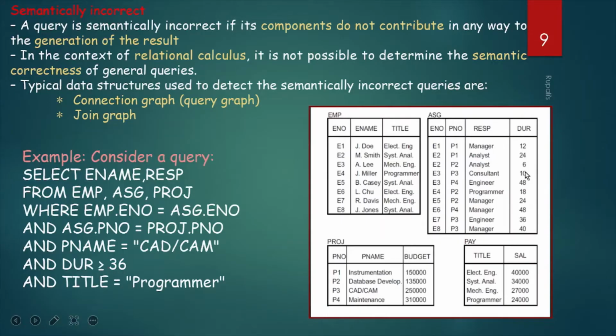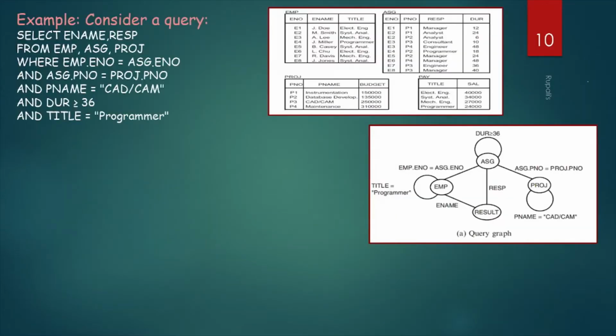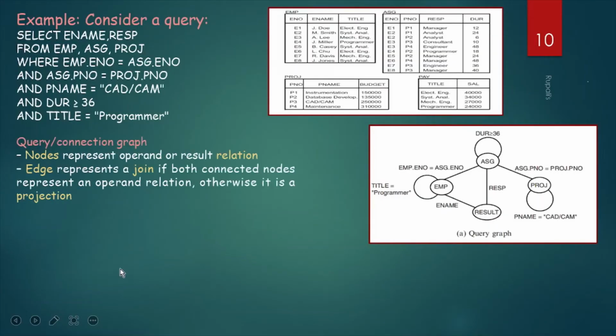Here duration greater than or equal to 36 and title equals programmer. Now this is the query. Now we have to check whether this query is semantically correct or not. How can we check? First we have to draw the query or connection graph.